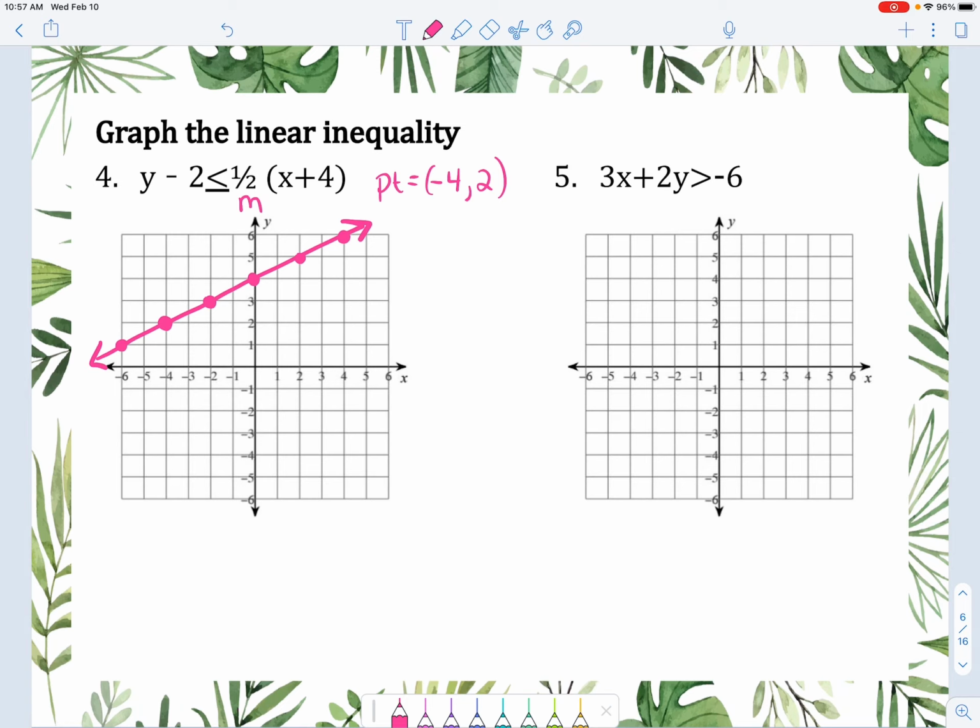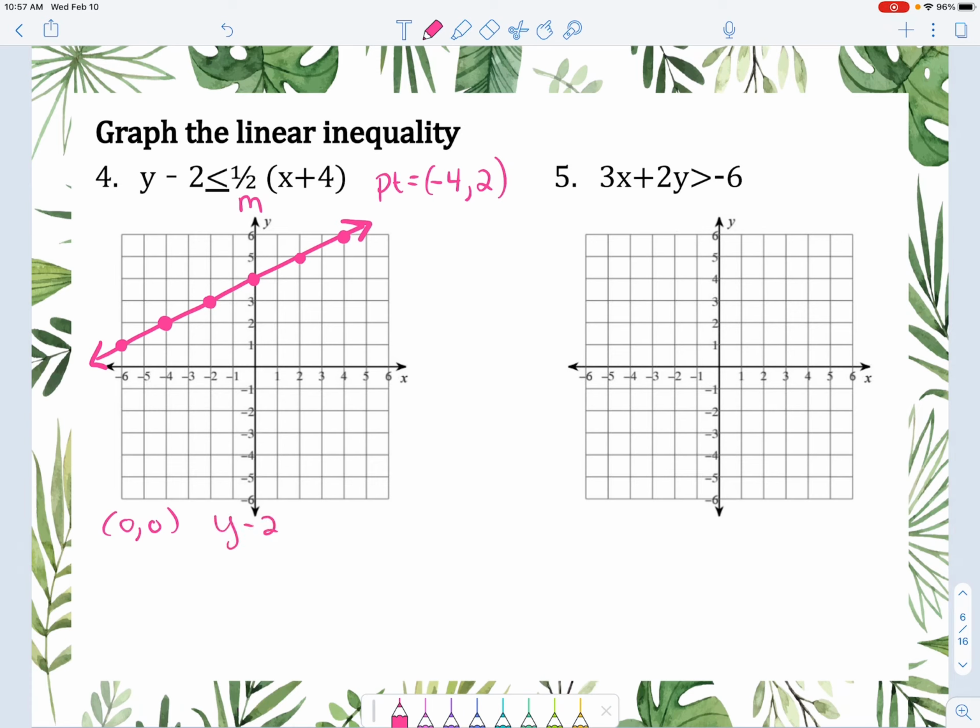Now I need to determine which half plane to shade. I either have to shade this entire section, which looks like a triangle, or I need to shade this entire half plane on the other side of that boundary line. Again, in order to do this, we need to pick a point. Any point that's not sitting on that line will do, but I think that the ordered pair 0, 0 works the easiest. So I'm going to test the point 0, 0.